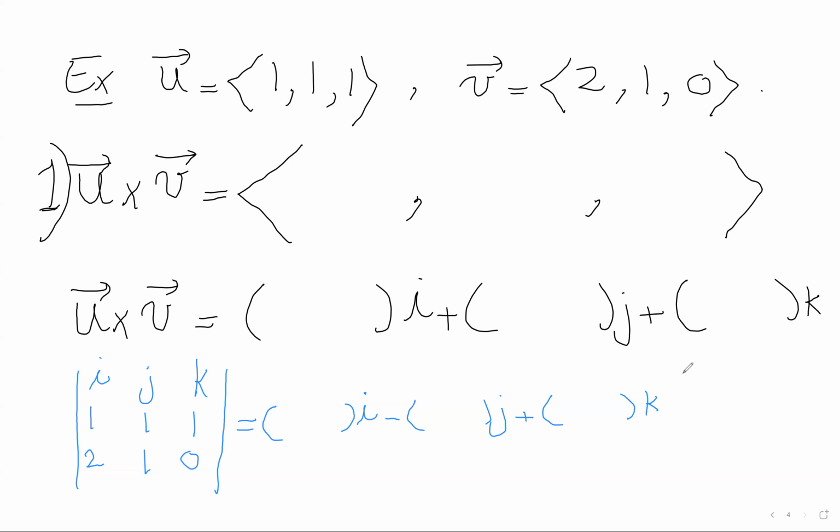For i, forget about this row and this column, and look at the determinant of the remaining 2 by 2 matrix: 1 times 0 minus 1 times 1, which gives me negative 1.